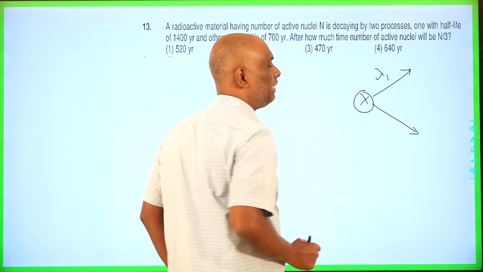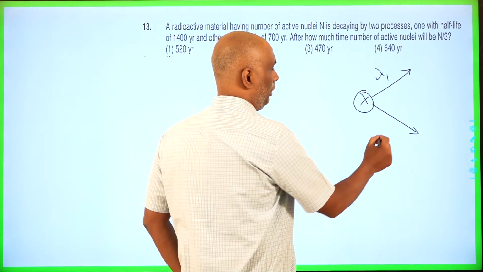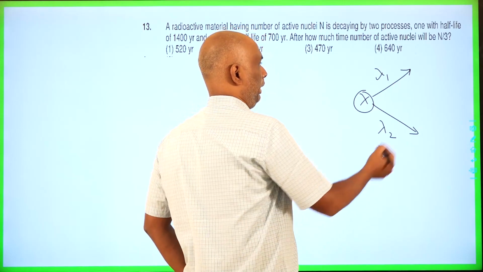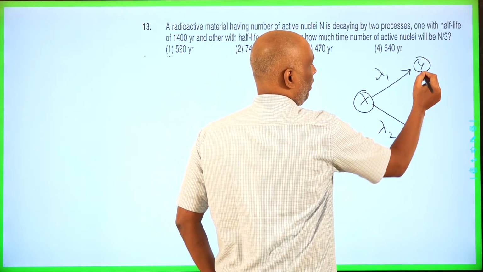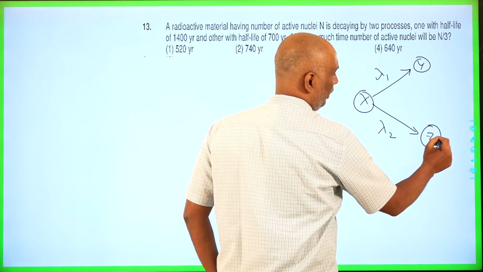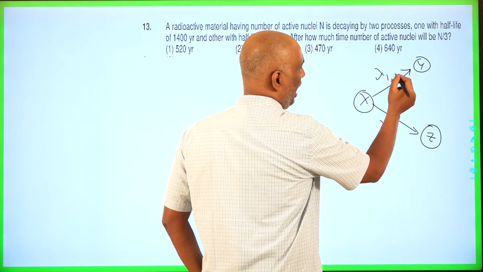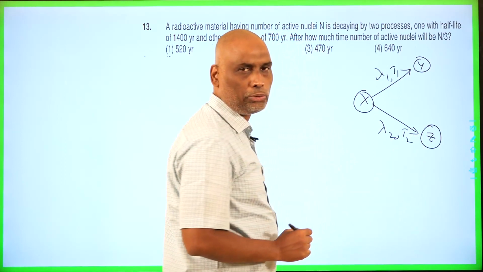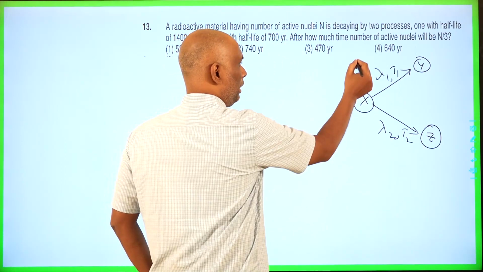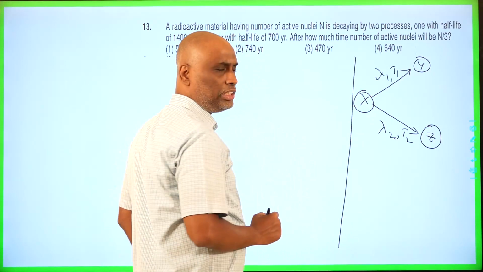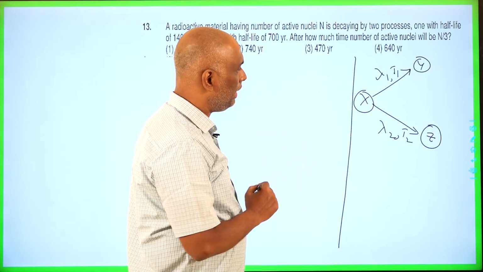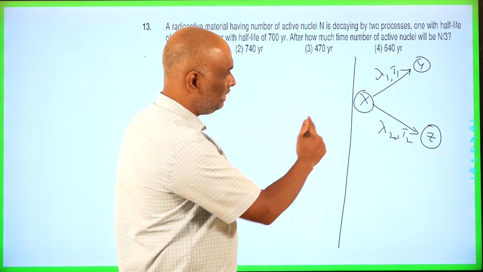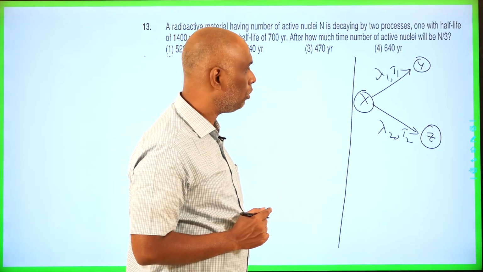In the first process, the decay constant is lambda 1. In the second process, the decay constant is lambda 2. In this process, it is converting to Y. Here in this process, it is converting into Z. The T half in this process is T1. The T half in this process is T2. Whenever any nuclei undergoes simultaneous disintegration like this, the net rate of disintegration is equal to the sum of the rates of disintegration of both of them.